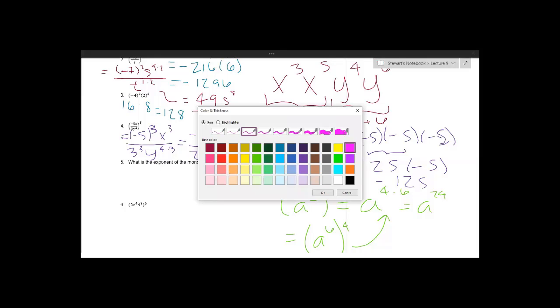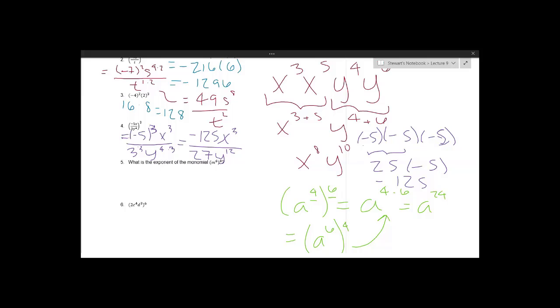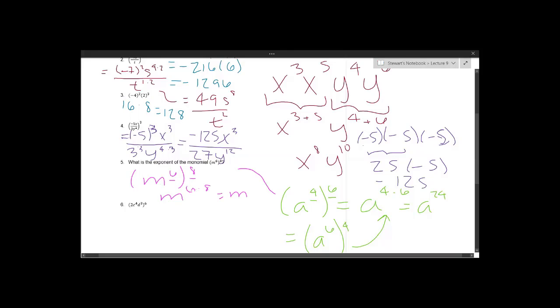And then what is the exponent of m to the 6th to the 8th power? So as we discussed actually right over here, this is exactly the same thing. We have a single variable raised to a power that's also raised to a power connected by parentheses. So we just multiply them together. We have m to the 6 times 8, which is m to the 48th. So the exponent is 48.